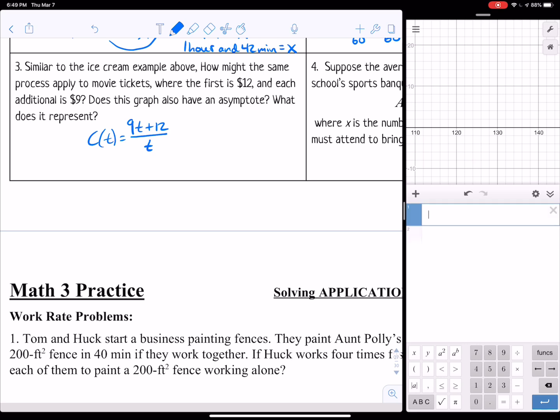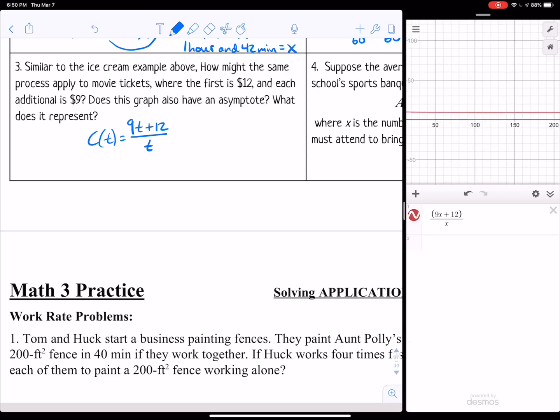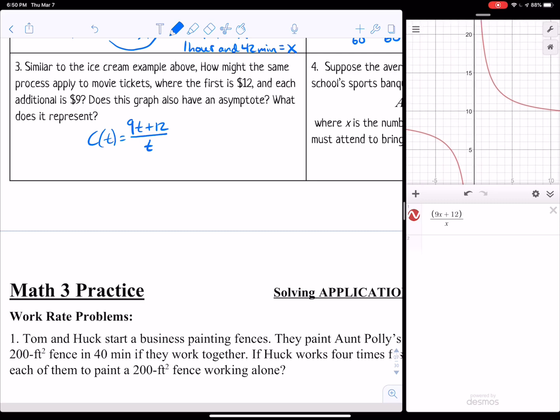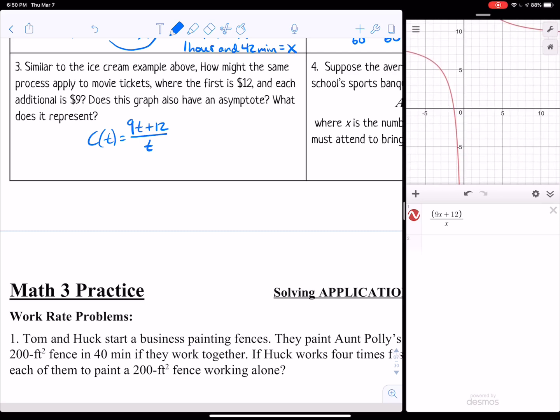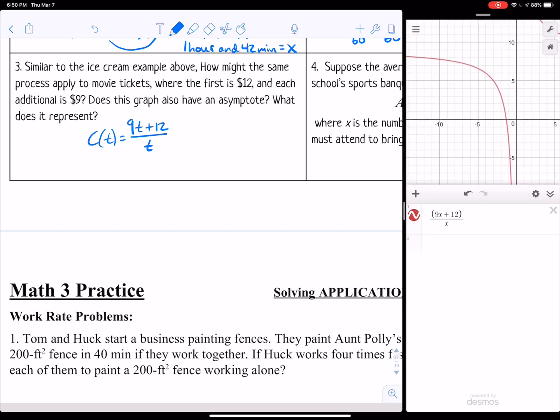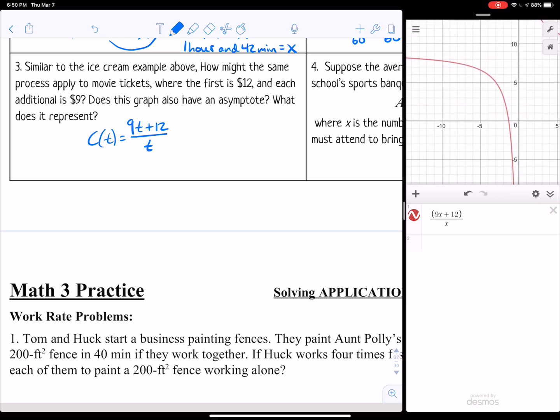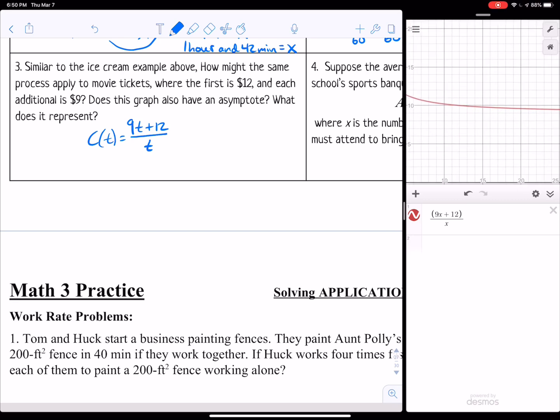So I can look at it and tell what it's going to be, but let's just type it in so you can see what happens again. So 9x, we didn't type the other one in, so let's type this one in: 9x plus 12 divided by x. And then if we look at the graph, I'm going to hit the home button. You see that it's a rational function. The reason we don't need the negative part of the graph is because we're talking about something that wouldn't make sense as a negative number because they are number of movie tickets.